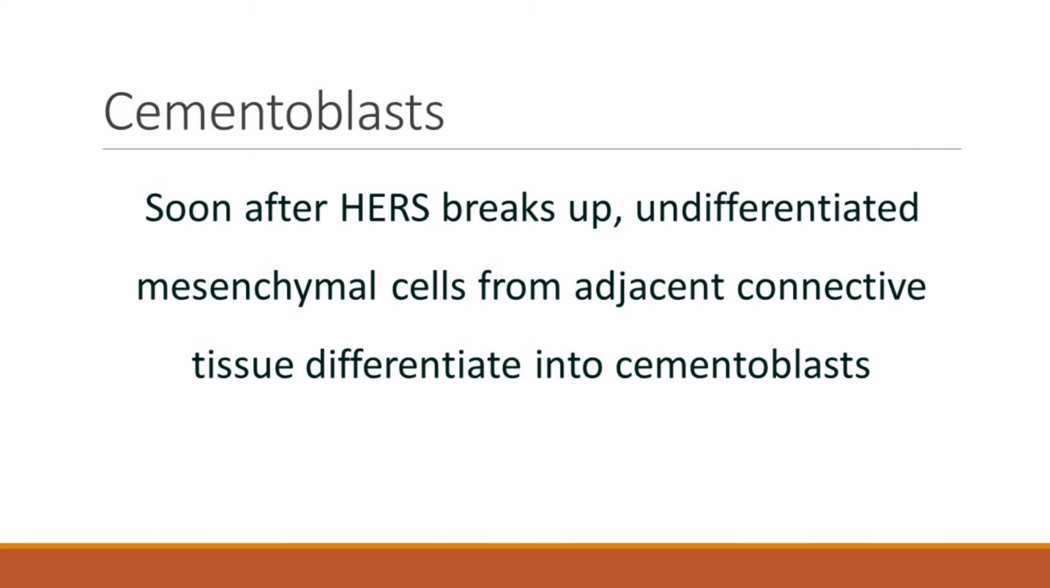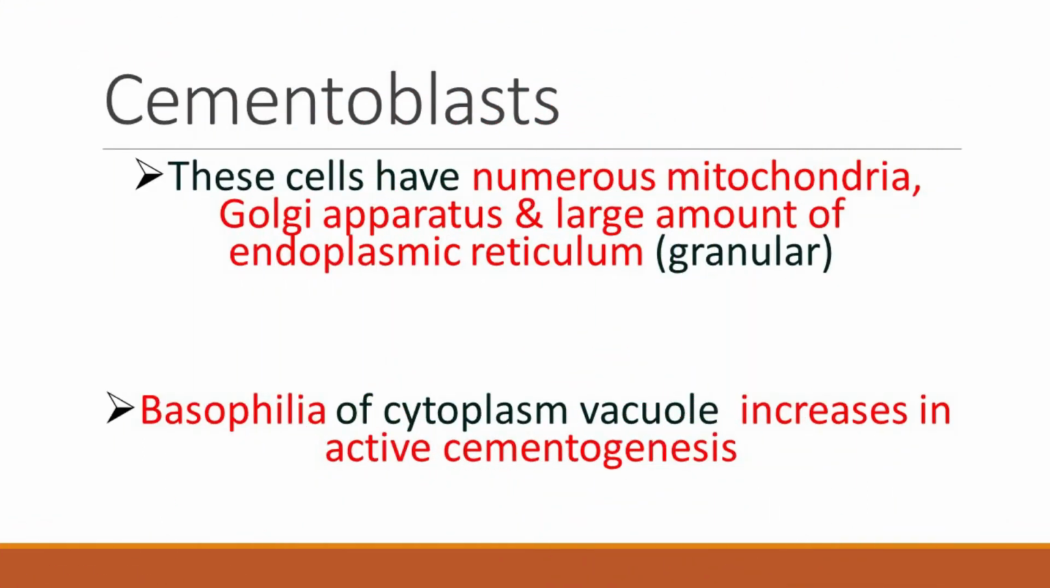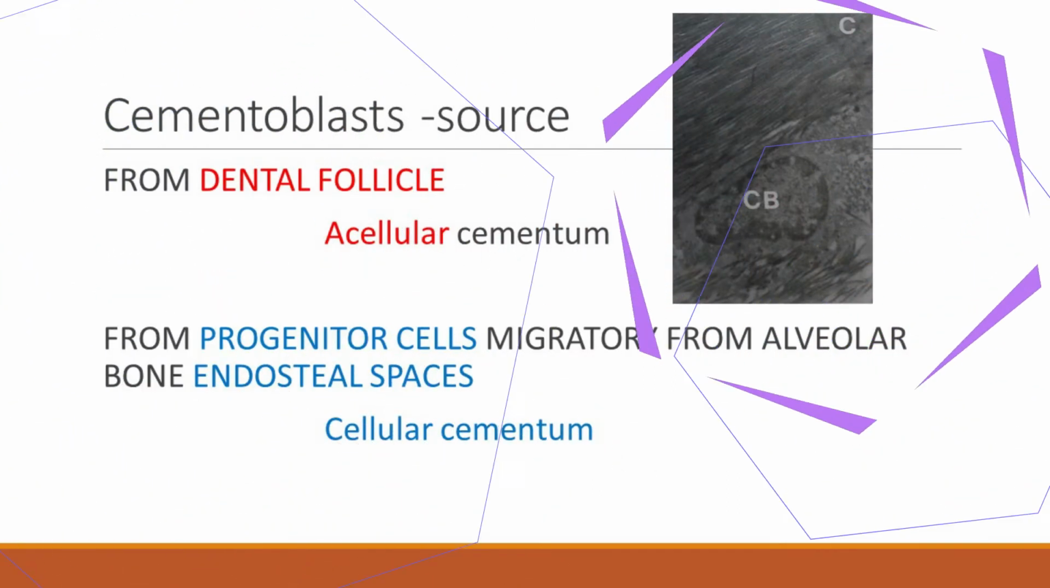So as soon as the Hertwig's epithelial root sheath breaks down, the undifferentiated mesenchymal cells from the adjacent connective tissue differentiate into cementoblasts. The cementoblast has numerous mitochondria, Golgi apparatus, a large amount of endoplasmic reticulum, and the vacuoles of the cytoplasm increase when there is active cementogenesis.